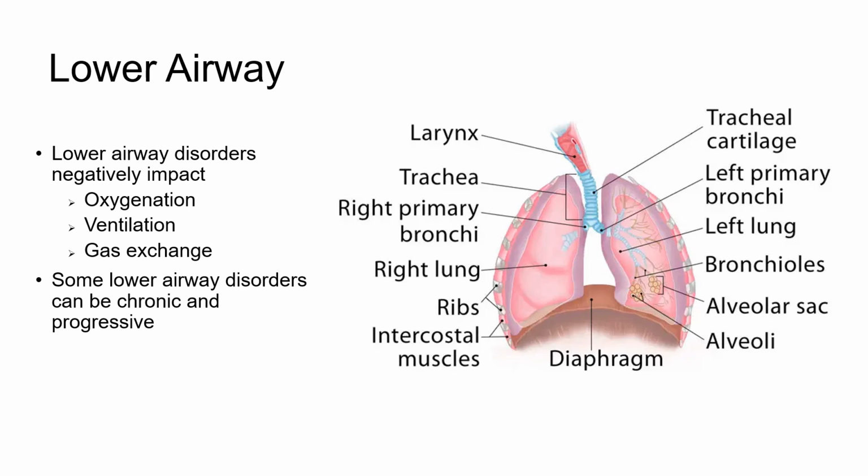So here we are, our lower airway. These are the structures. We have our larynx and down. We have our trachea, our bronchioles, our alveoli, our lungs, and our diaphragm.